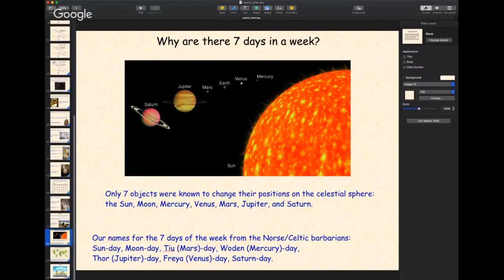So even the names of the days of our weeks have an astronomical origin to them in keeping time. So astronomy has been central to our concepts of time and how we subdivide time, what we call time, how we mark time.